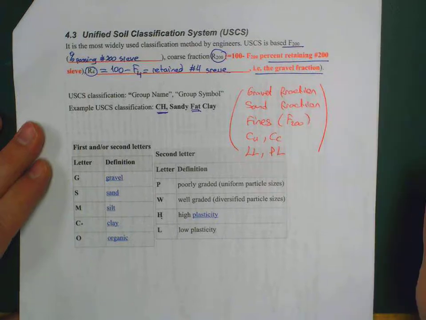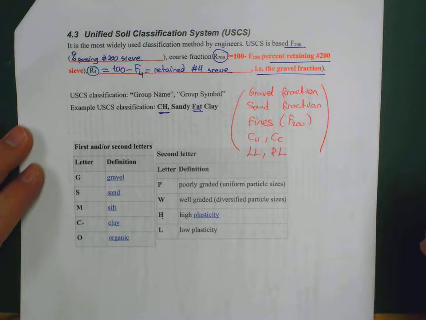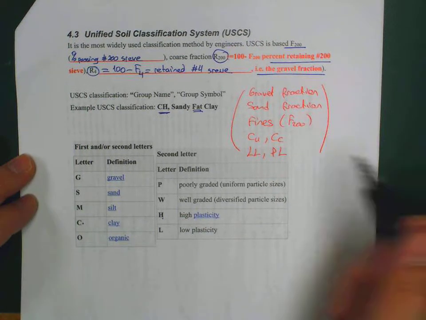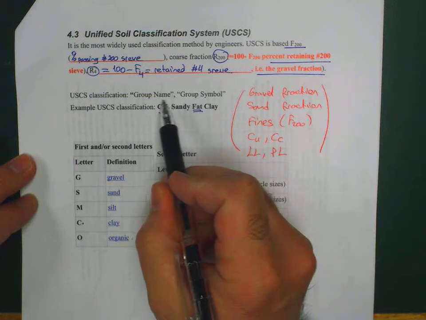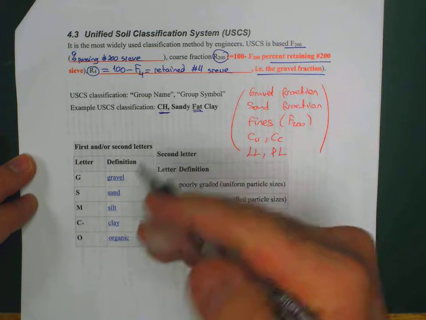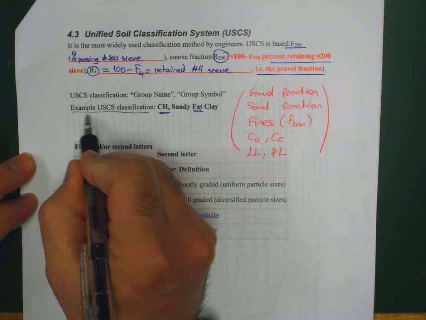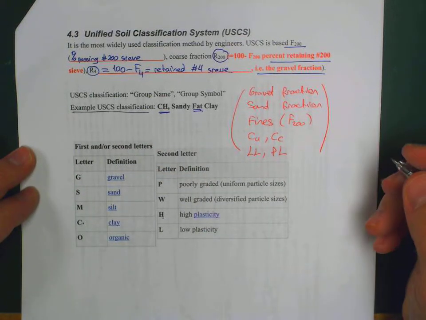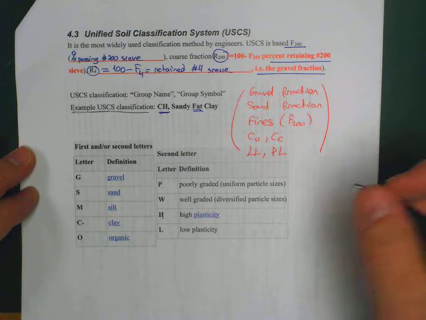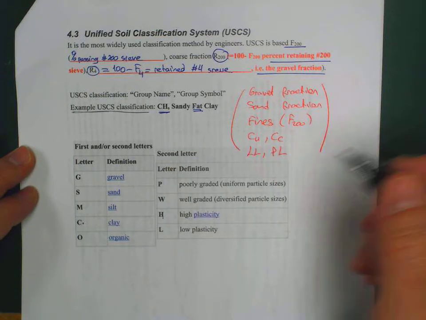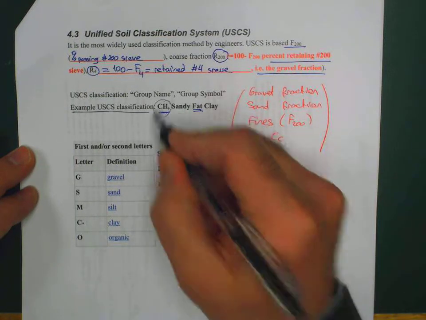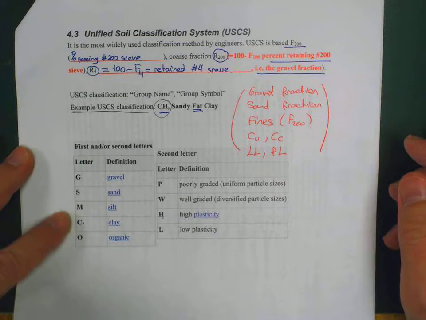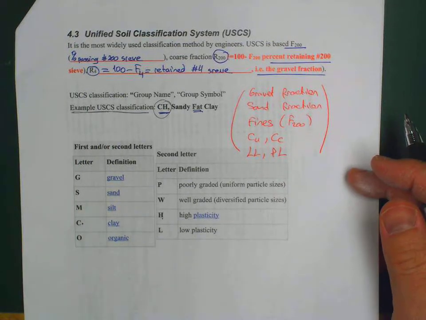So now we're going to use the unified soil system. We're going to learn about the unified soil system. So this is an example that I mentioned. CH, the result of the classification at the end, what we're going to see is a USCS classification. For example, CH, fat clay. So we're going to come up with a group name and group symbol combination.